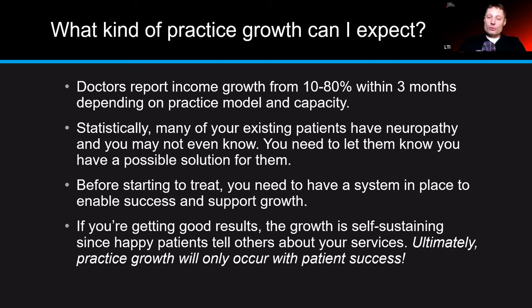The biggest thing here is if you're getting good results, that is self-sustaining. That growth will continue because these patients are going to be thrilled that you can do something for their neuropathy, and they're going to tell other people. Ultimately, you'll only get growth in that 10 to 80% if you're having patient success. So what I would encourage you to do, and what I've tried to always do, is focus on getting the patient better. Let the money take care of itself, because it will if you're successful.